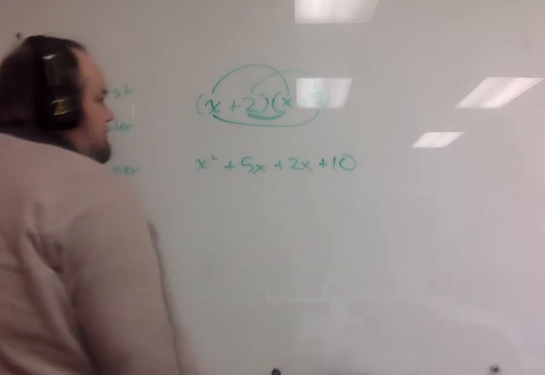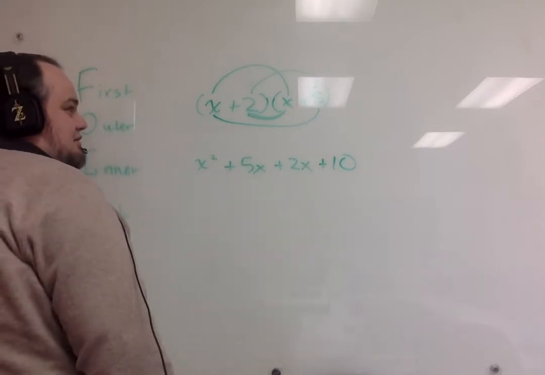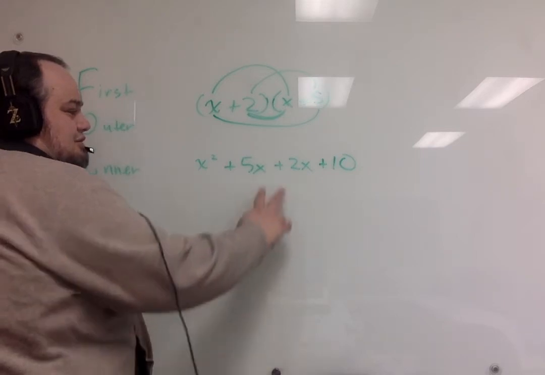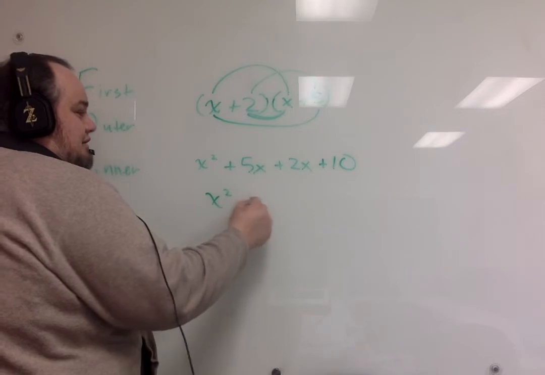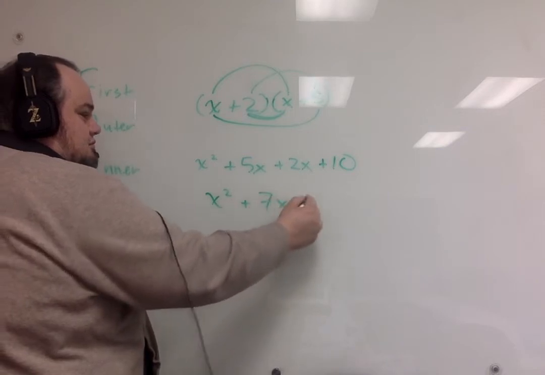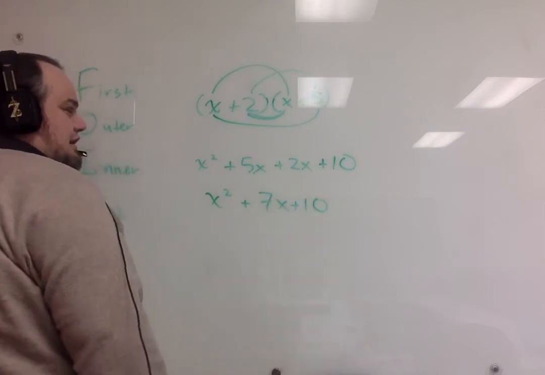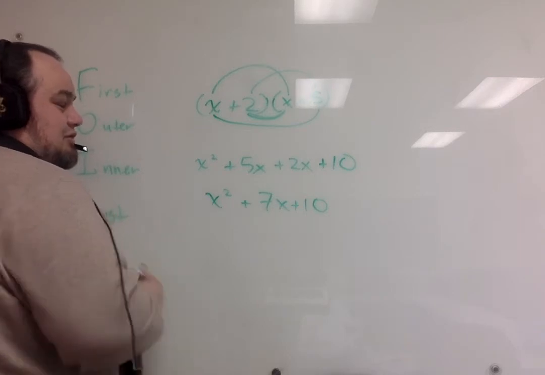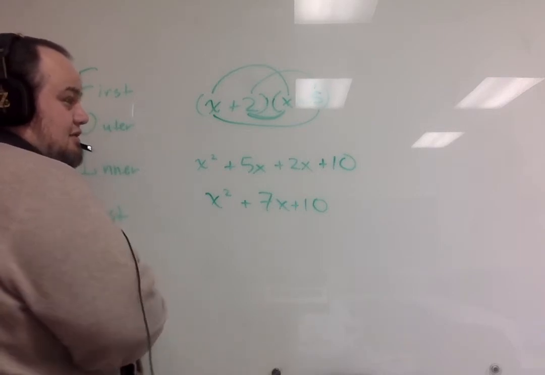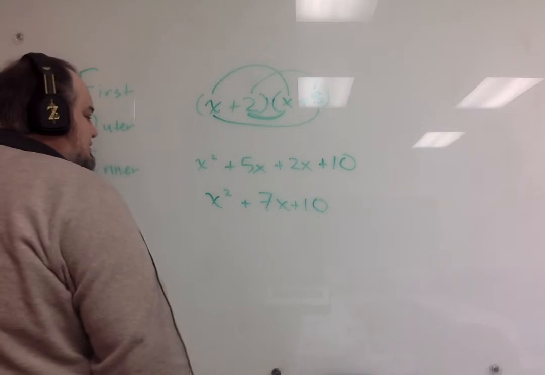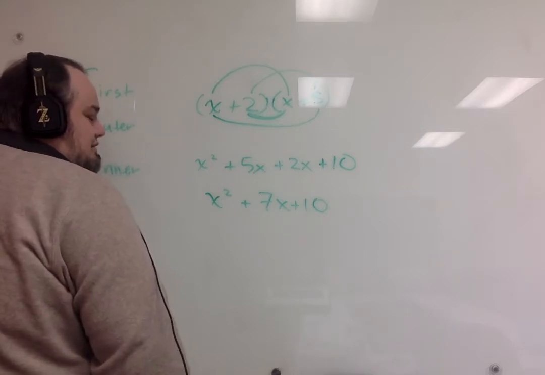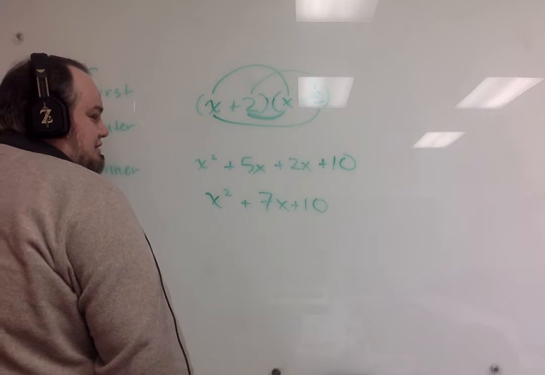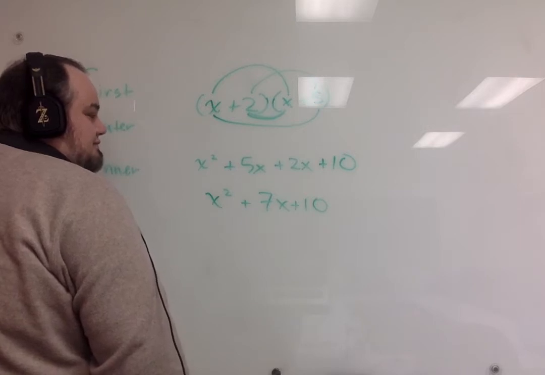And then oftentimes when you're doing the FOIL method, you'll be multiplying like binomials. So these both have x plus a number. So the middle two terms are going to be like terms, and you can combine those. Like I said, this is a really important thing, and we referred to the FOIL method quite a bit, especially in Algebra 2. But we also use it in other math. We use it in pre-cal, calculus, even in geometry some.